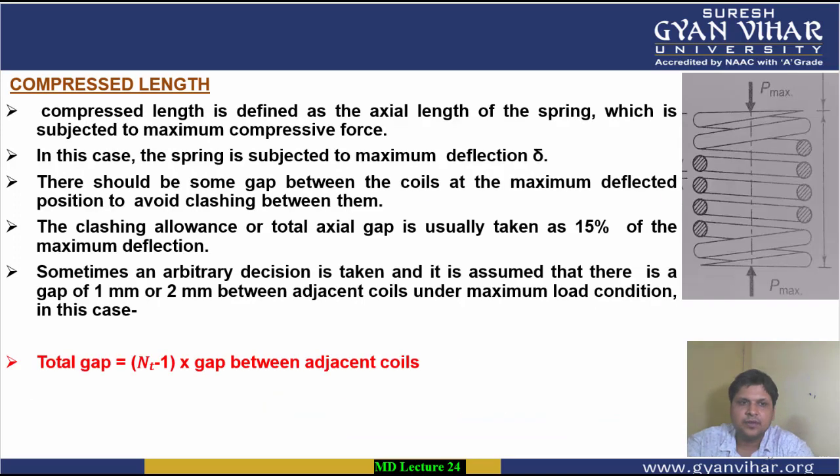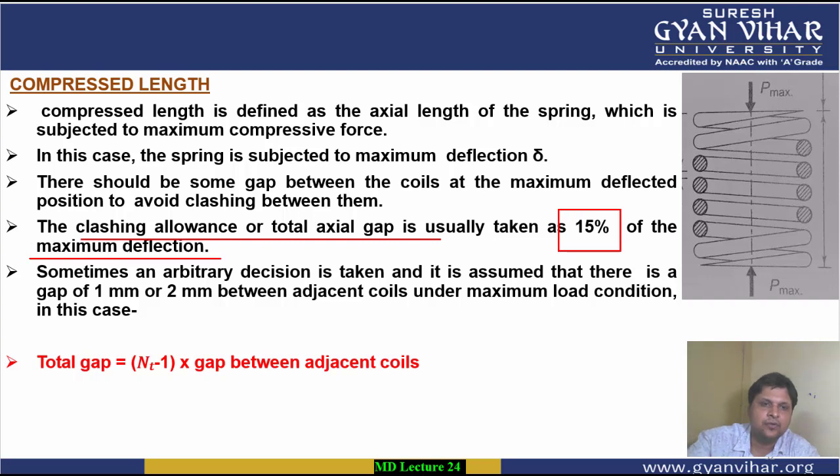All right. Now in case of compressed length, students, the clashing allowance or total gap is generally taken as 15% of maximum deflection. This is a thumb rule. If you total these mini gaps which are in between the coils, the gap which you will get will be known as the total axial gap. So this total axial gap is generally taken as 15% of maximum deflection.